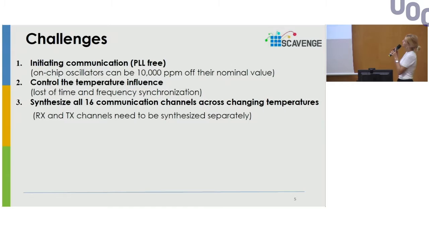The challenges that we are facing are related to the fact that we don't have a PLL. So initiating a communication with a crystal-free radio means that at startup, all oscillators can be way off their nominal value, so you actually don't know the startup frequency of your device. Also, once you manage somehow to control the startup frequency, you can lose calibration at all times because of the temperature influence that is way higher compared to that of a crystal. And also, synthesizing all communication is a challenge because of the lack of the crystal and of the fact that the temperature changes normally in an environment pretty much.